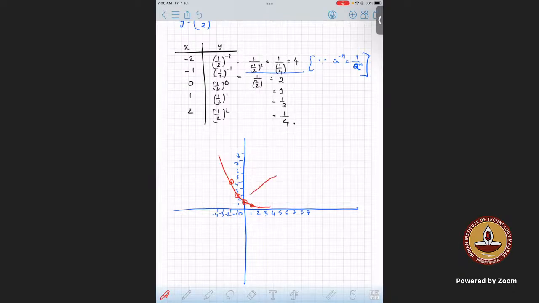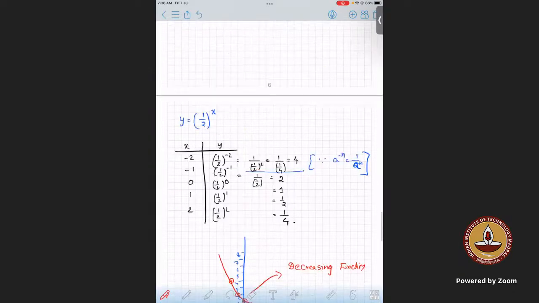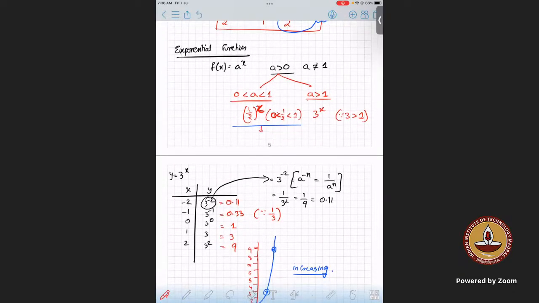Look at this graph. What is this graph? It is a decreasing function. So here we can write this as decreasing, and the earlier one as increasing. Clear?